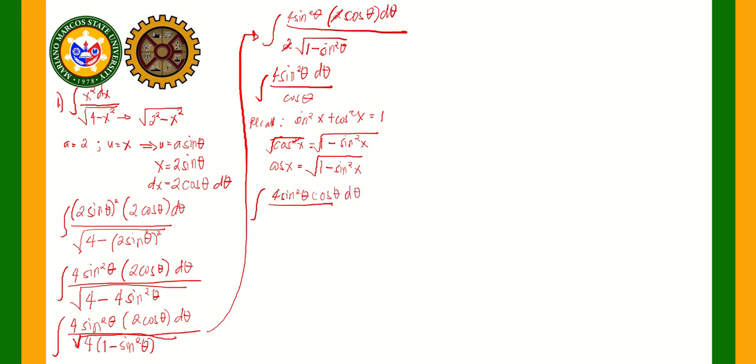And then d theta. So, pati pala dito. Wait lang. Okay. So, dito pala dapat ilagay si cosine theta. And then d theta. So, we can cancel this one. Okay. Since multiplication naman. So, we will be left with, yun na lang, 4 sine squared theta d theta.